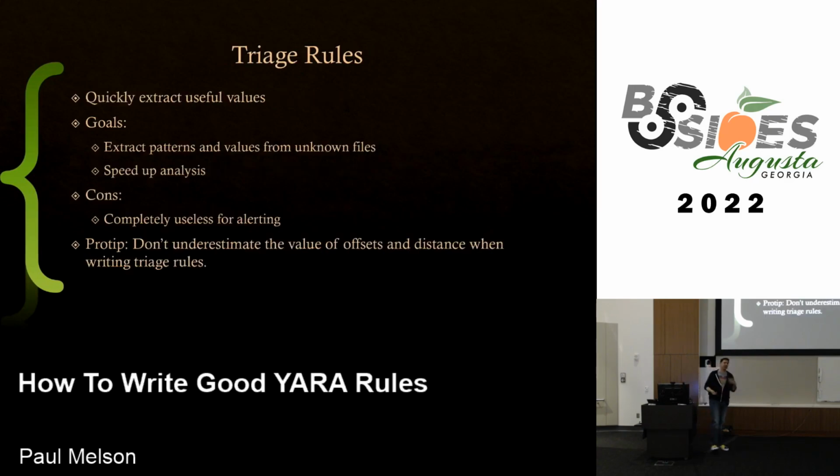And then finally, triage rules. These are my favorite, and they're the most undervalued use case for Yara. But the whole point of triage rules, and this is the -S flag use case, right? We're going to use Yara to extract interesting things from files before we even start our analysis of the file. The downside to triage rules, of course, is they're completely useless for alerting. You wouldn't put these out in the world, right?